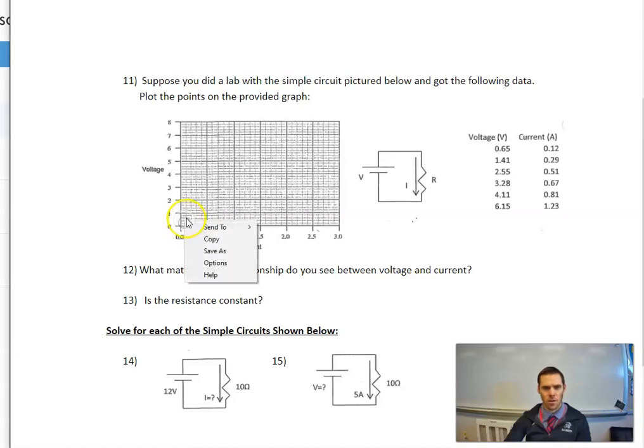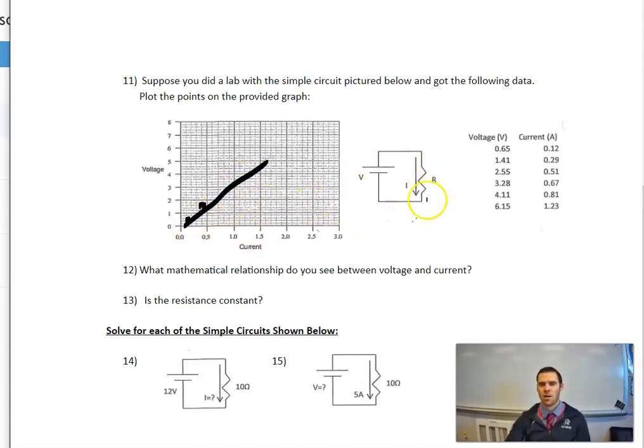It looks like that first coordinate might be right around here. The second coordinate, we got 1.41 for volts, 0.29 for current, so maybe around here. And then you just keep doing that pattern, and you might see a nice linear pattern start to emerge for our relationship between voltage and current. But you want to make sure that you plot all those points.